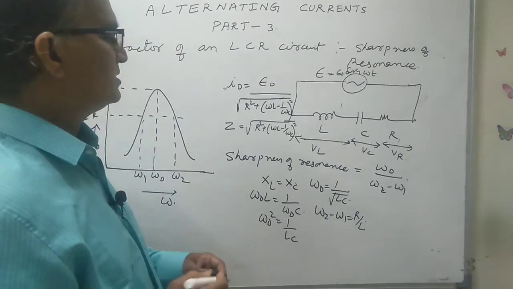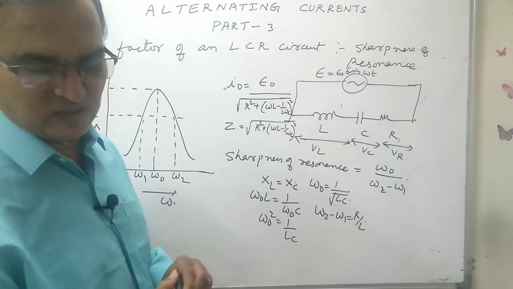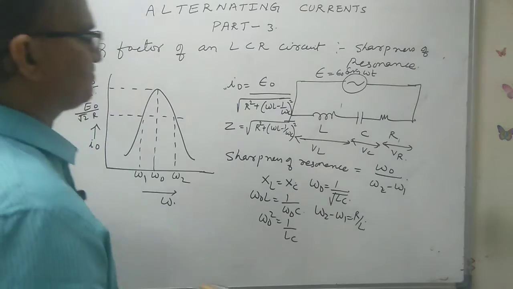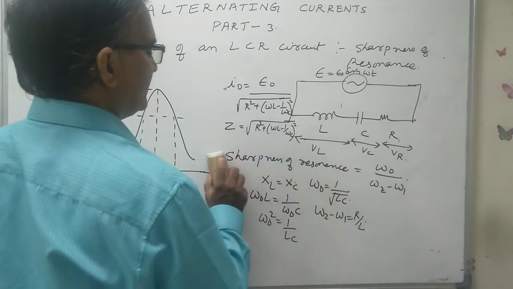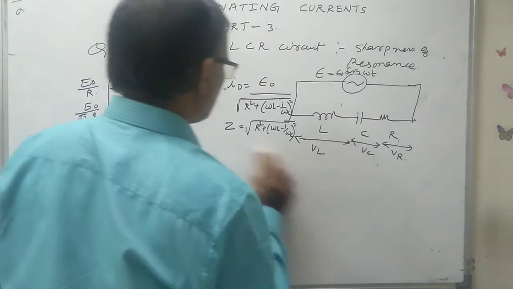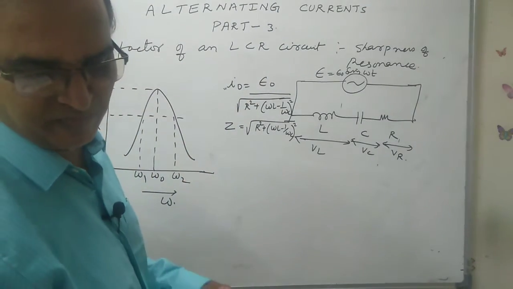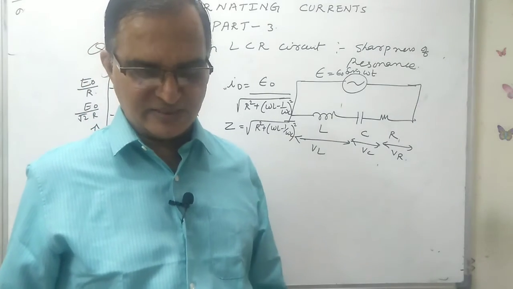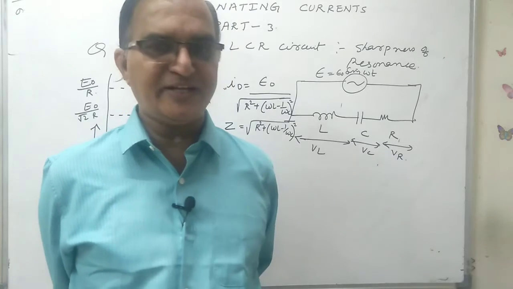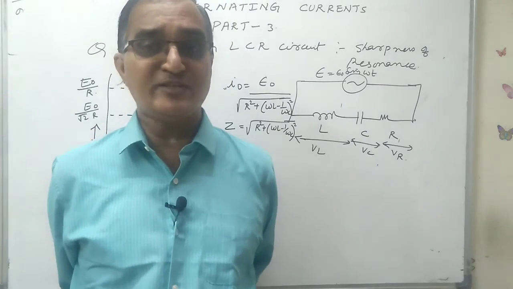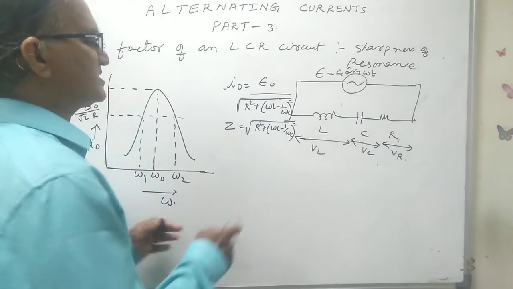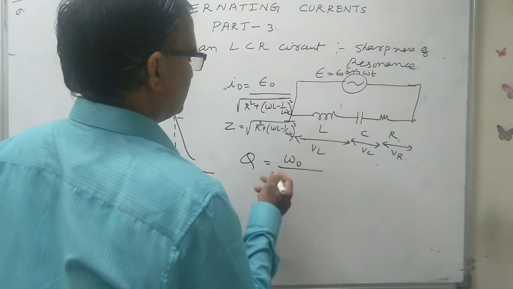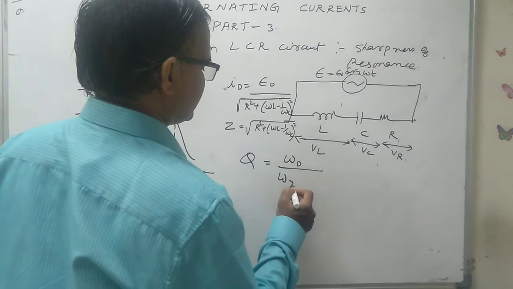Now the sharpness of resonance is also the Q factor. If you take these values, you can substitute and get the answer. The Q factor is a dimensionless quantity and it describes quantitatively the sharpness of resonance. We can calculate its magnitude. Q is equal to omega naught by omega 2 minus omega 1, which gives the Q factor, the sharpness of resonance.